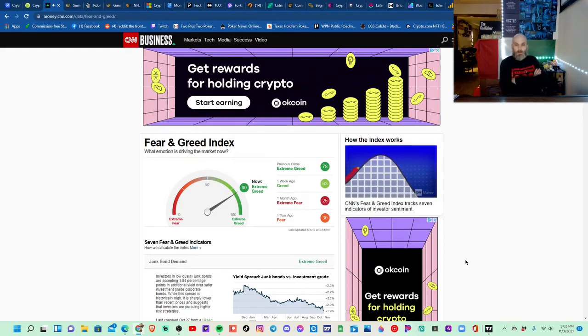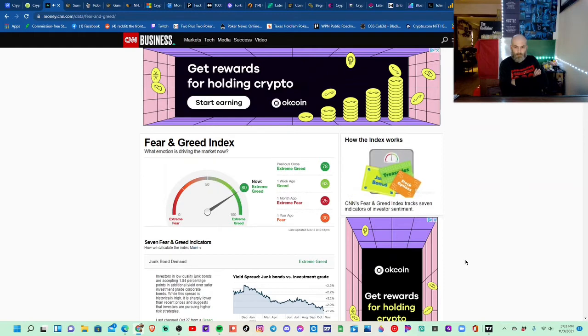There's also market momentum, the number of stocks hitting new highs versus new lows, and the volume of shares going up compared to going down. It's not just about stocks either. The index looks at demand for risky junk bonds, safer treasuries, and stock market options. We weight them equally to get a final reading between 0 and 100. Lower numbers signal fear, and higher numbers indicate greed.